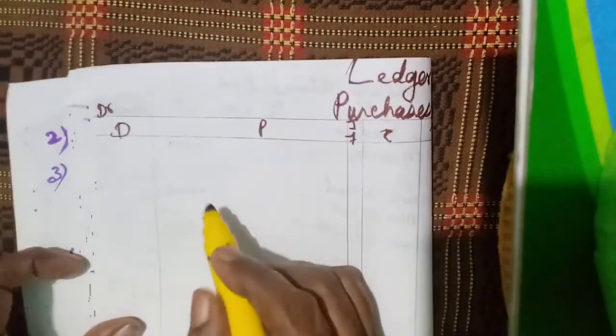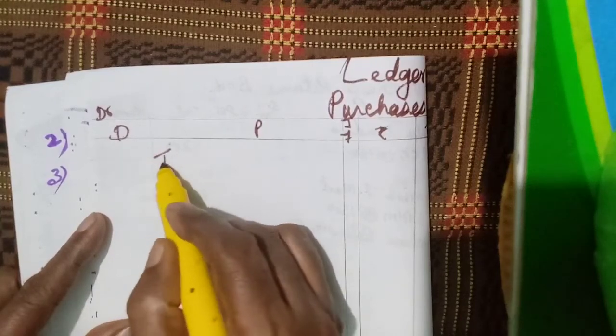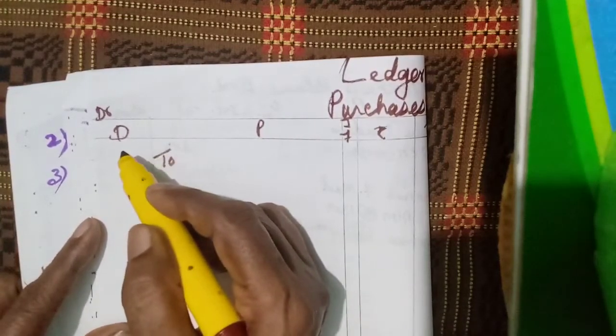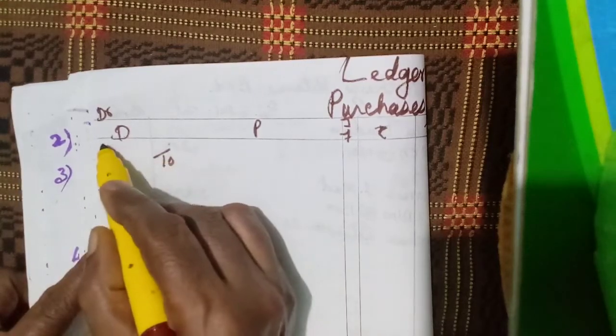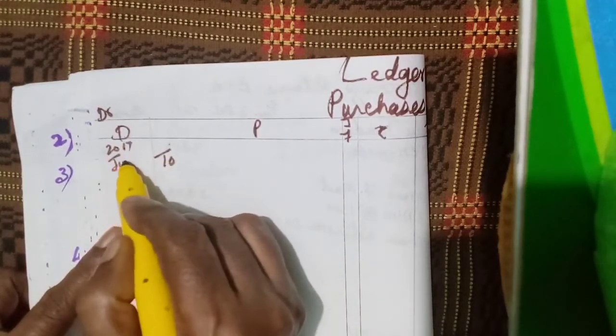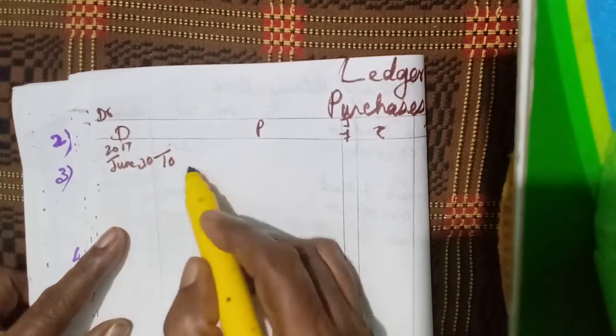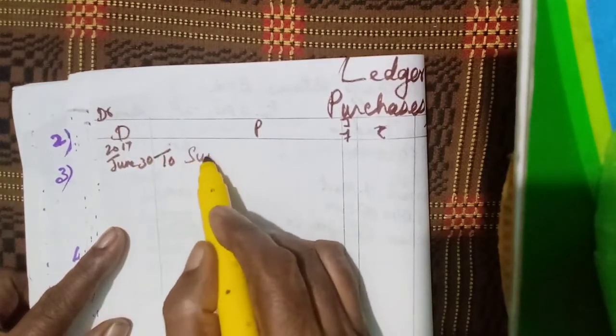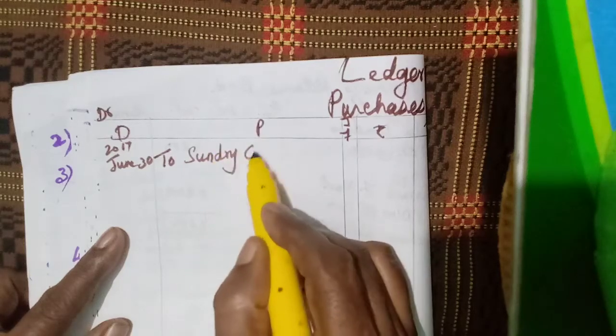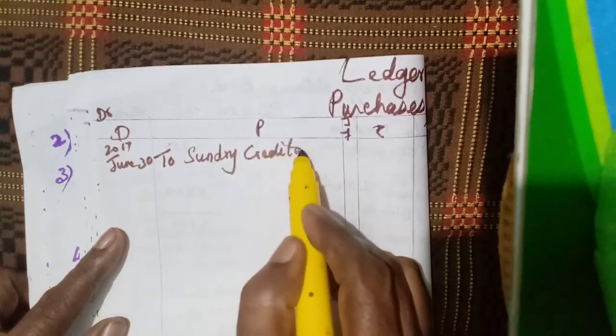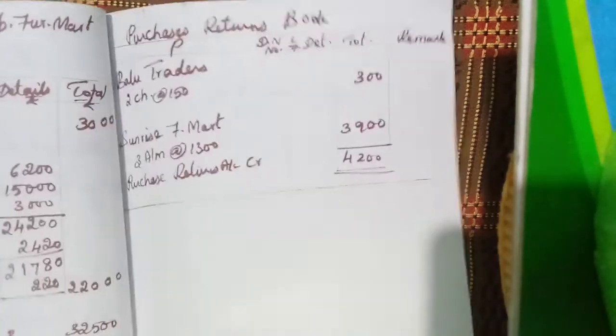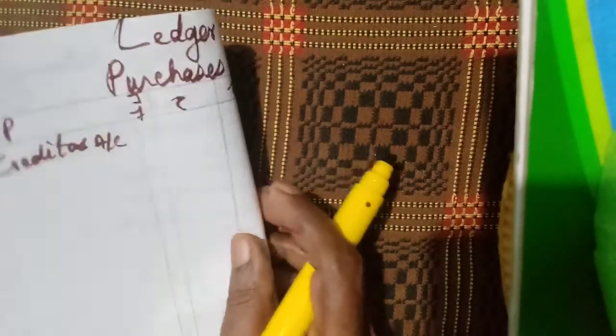Purchases account, to debit side we should write the date of the end of the month, isn't it? June 30. So 2017 June 30, to sundry creditors account. Total of the purchases book we need to write. Okay, total of the purchases book is 90,250. Purchases account debtor. So 90,250.